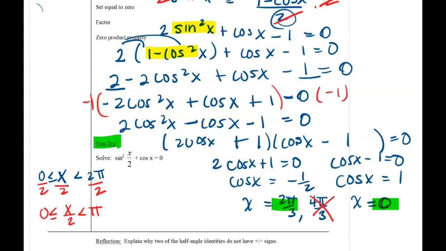So go ahead, try solving that equation. You have a half angle here, x over 2. So use your half angle identity to solve that equation. Give it a try.